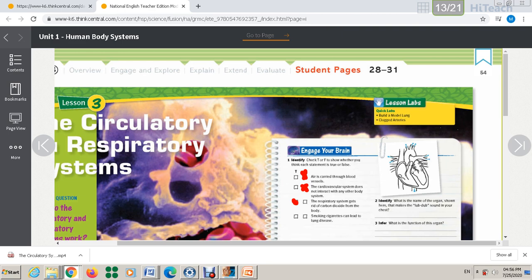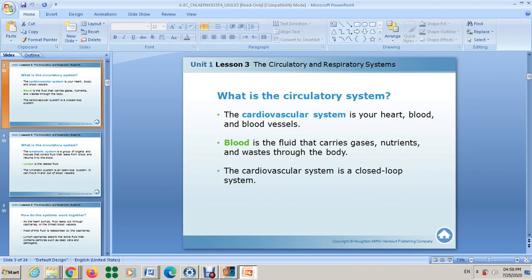The last one: smoking cigarettes can lead to lung diseases. Do you think cigarettes are good or bad? For sure they are bad, so this statement is correct. Okay? So this is about these questions. Now we want to talk about the circulatory system. Now we want to know what the circulatory system is.